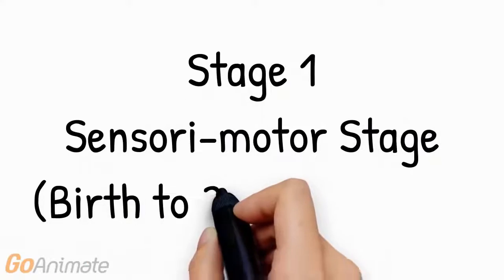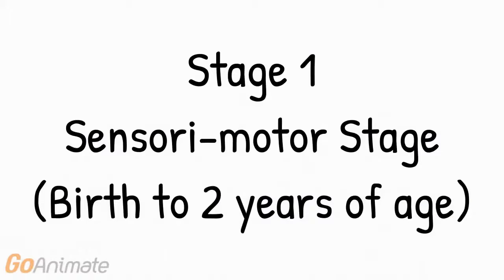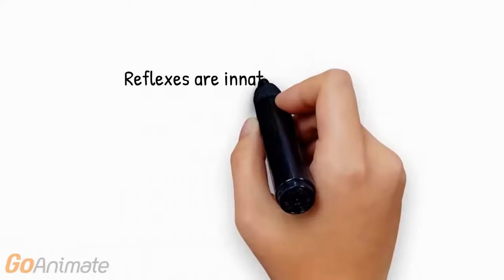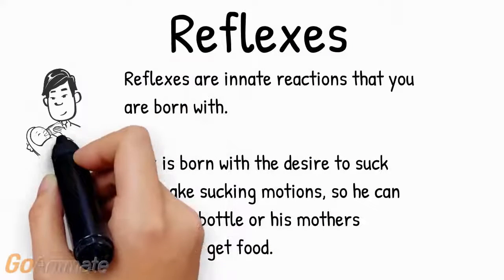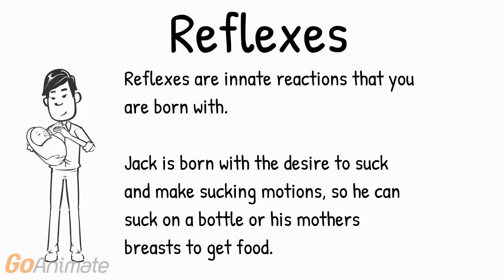Stage 1 is the sensory motor stage and occurs from birth to 2. Substage 1 of the sensory motor stage is a child's reflexes, and reflexes are innate reactions that a child's born with that help him or her survive. For example, the rooting reflex is how a child knows to suck or make sucking motions on a bottle or his mother's breast to be able to get food.